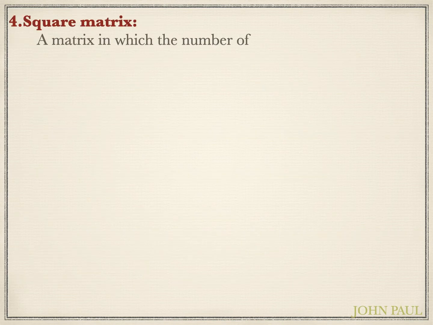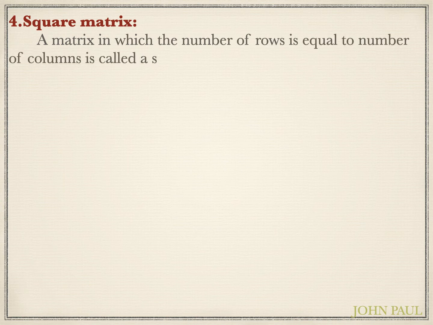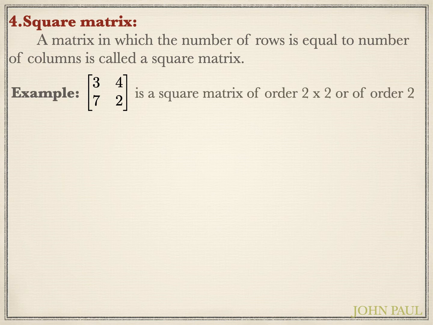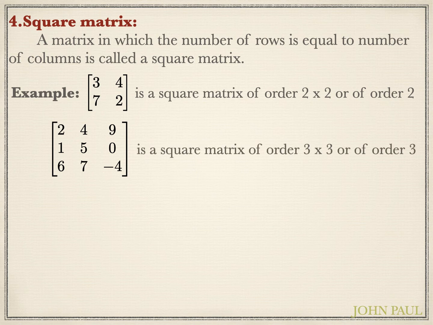Square matrix. A matrix in which the number of rows is equal to the number of columns is called a square matrix. Example: 3, 4, 7, 2 is given. In this, the number of rows and number of columns are equal. It's a square matrix of order 2 by 2 or of order 2. Next is given. Number of rows and number of columns is 3. So the order is 3.